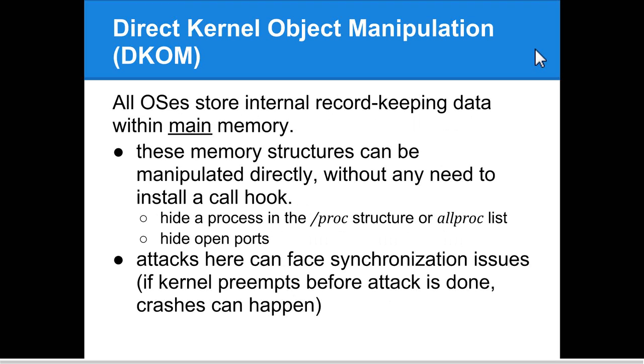DKOM: we discussed how the proc directory in Linux is not an actual directory. It doesn't exist on disk. It's virtual, and it contains all the information on all the processes that are running. Since that's stored in memory, you can basically modify the objects in memory to hide processes as you wish. Attacks here actually face synchronization issues, because any modification you make to the objects in memory can get interrupted if you don't lock what you're doing with mutexes or whatnot. The process scheduler has its context switching algorithm running and checking that object routinely. So you have to get in and make your change before you're interrupted. Otherwise, a crash can happen or a kernel panic can result.